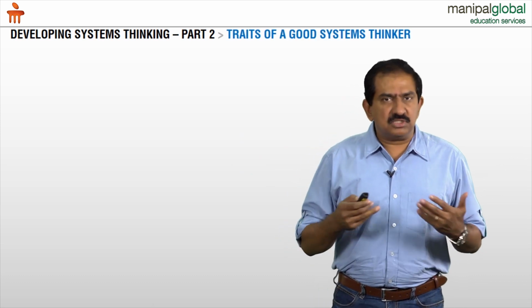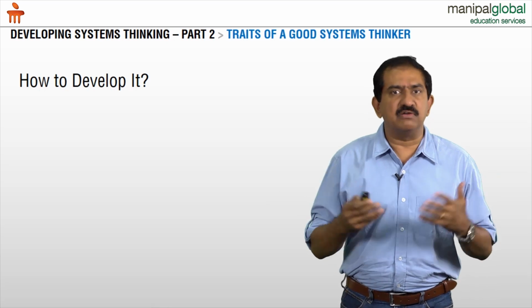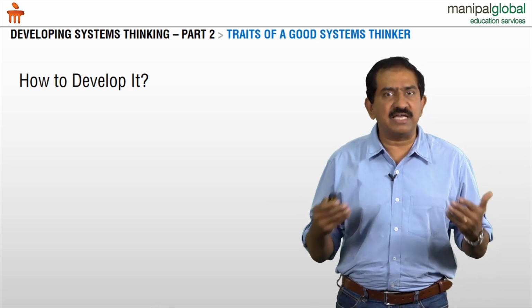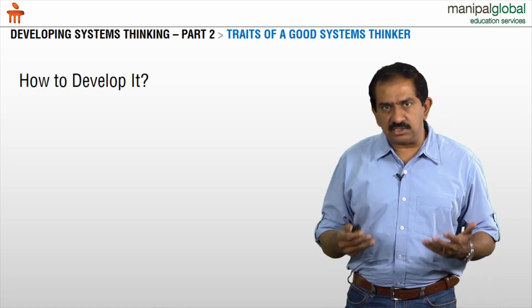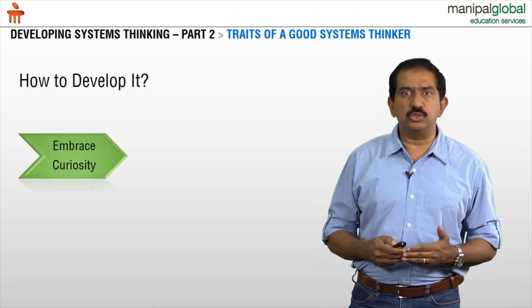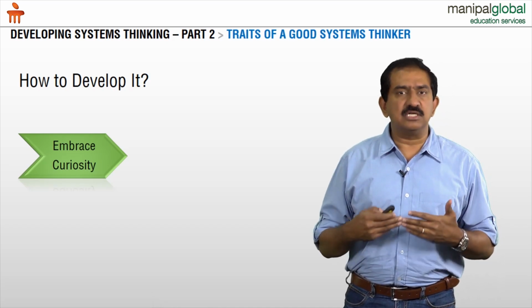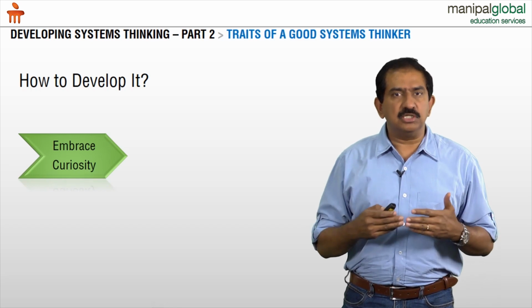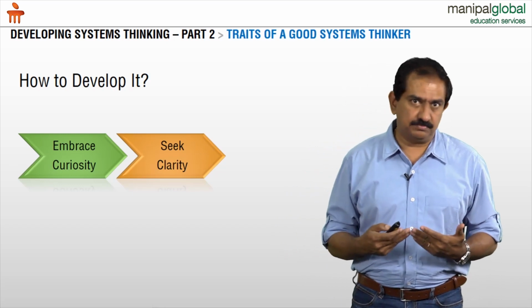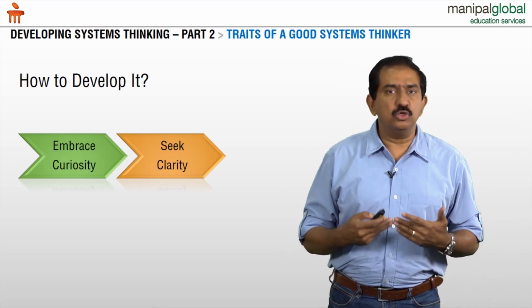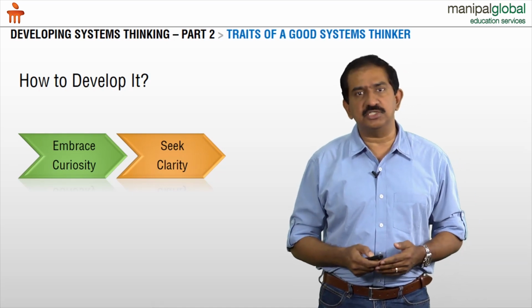The following sequence helps you understand the overall architecture of this video, the various facets of a systems thinker. First, a systems thinker must learn to embrace curiosity. It is exceedingly important that this person understands the larger picture, the bigger world. The second one is, how can you seek clarity? If you're a good systems thinker, you must gain clarity on the situation under discussion.